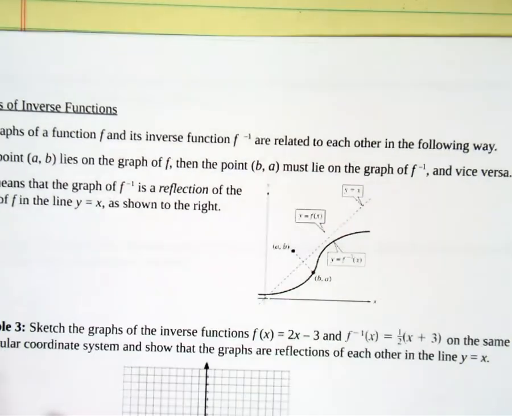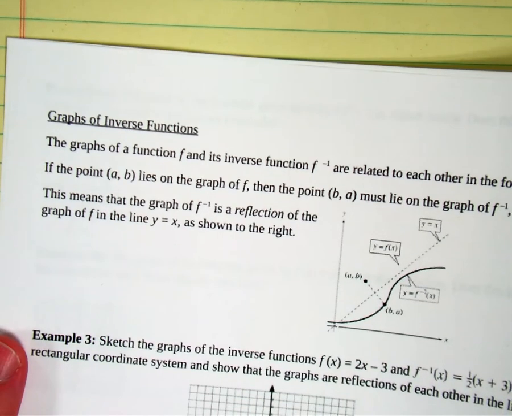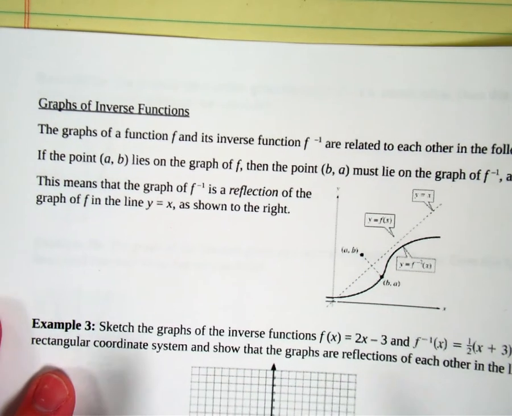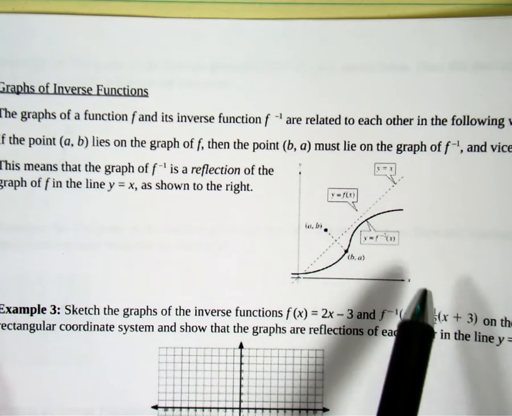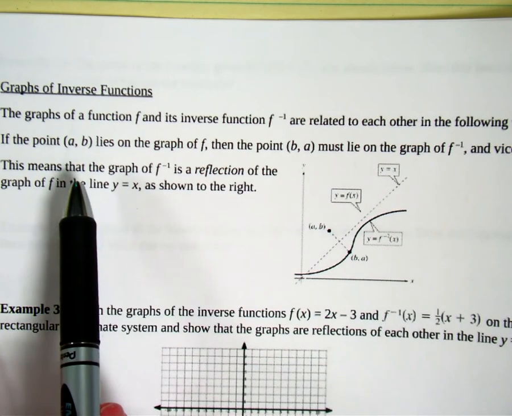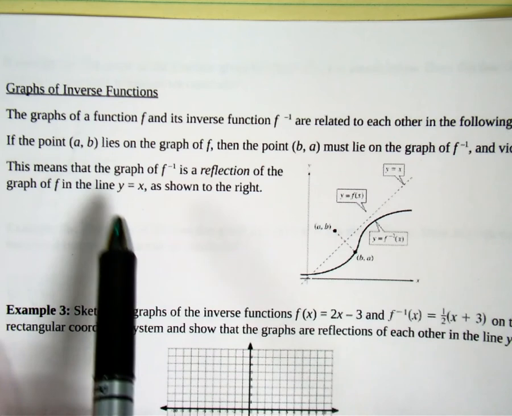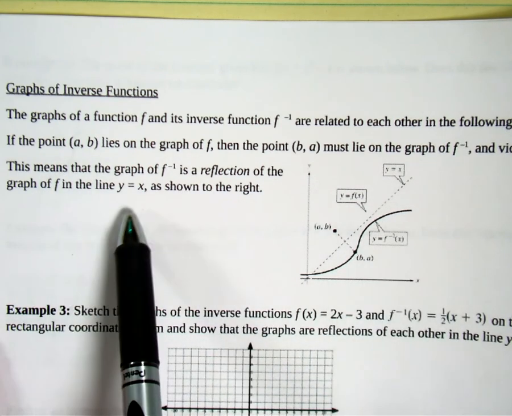Graphs of inverse functions. The graph of function f and its inverse f inverse are related in the following way. If the point A, B lies on f, then by definition, point B, A must be on the inverse, and vice versa. This means, all right, think back to your reflections, A comma B, B comma A. Okay, that means we're reflecting over the line y equals x.